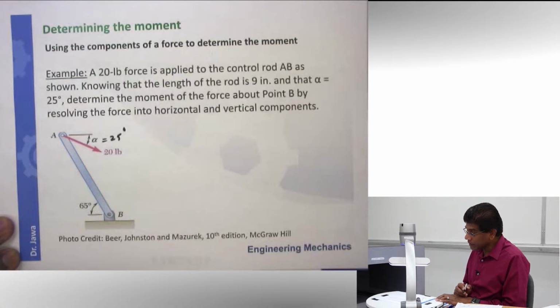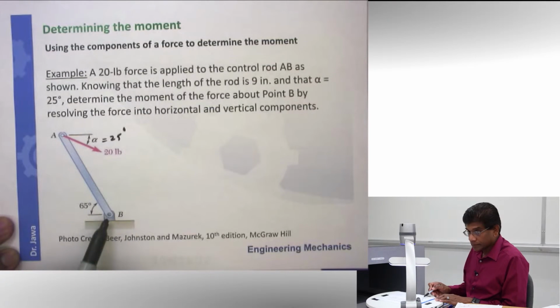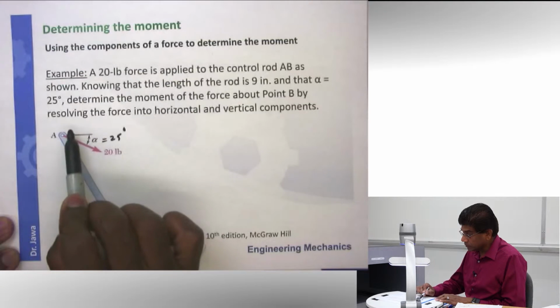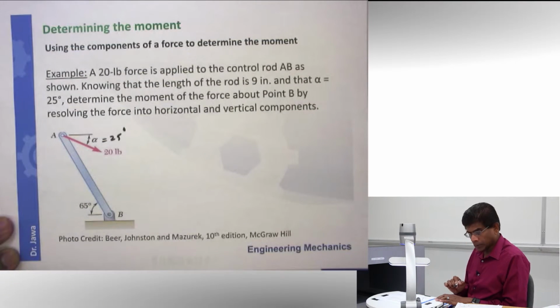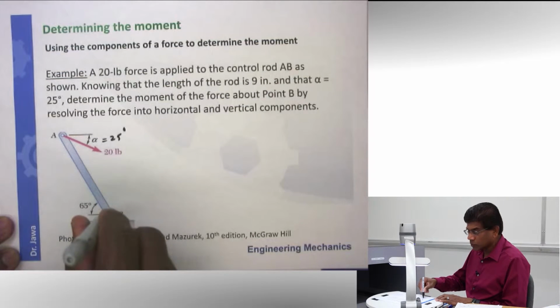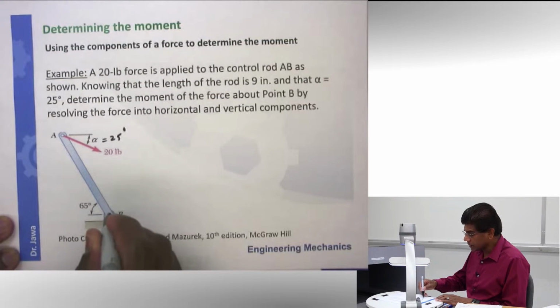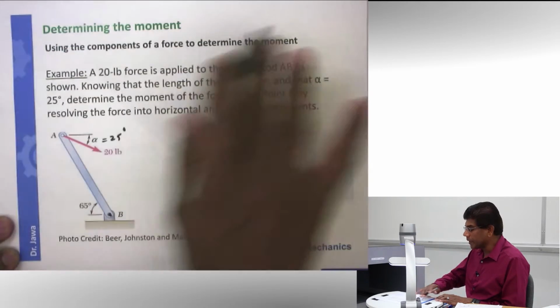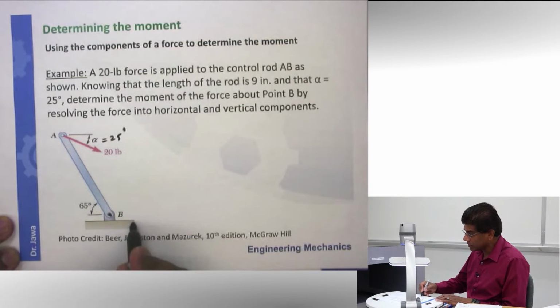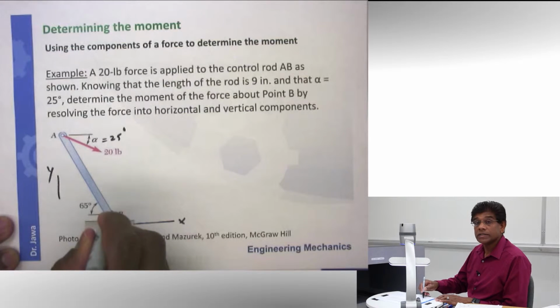And the question is, determine the moment of this force about this point B. All right? And basically it is saying by resolving the force into horizontal and vertical components. But I'm going to show you a couple of ways of doing it. Also realize when I say moment of this force about this point, really about an axis through B. All right? Moment is always about an axis. In this particular case, the axis is through point B and it is perpendicular to the plane of this paper. Typically, if this is your x-axis, if this is your y-axis, the moment is about the z-axis.